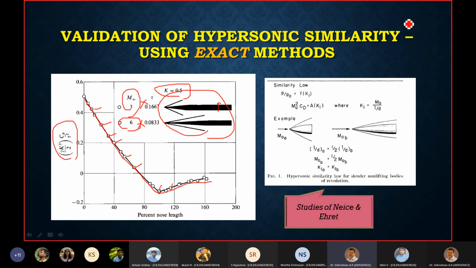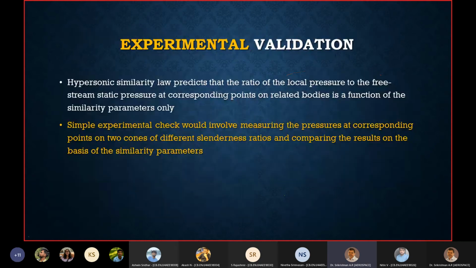And this also is from a paper, an ancient one. That is their finding, and that is how they are corroborating the arguments of hypersonic flow similarity with more detailed exact calculations. And there are some experimental data also which corroborate this.